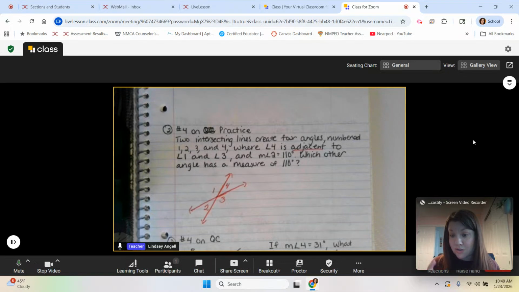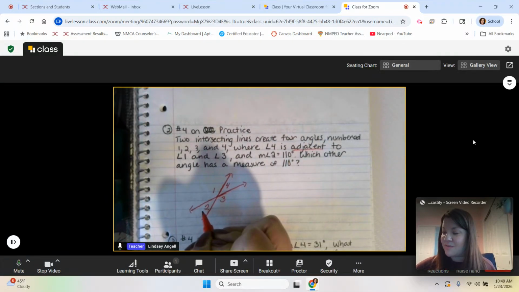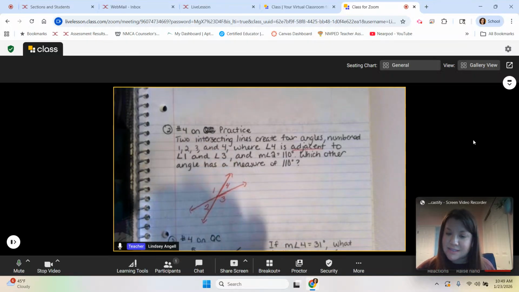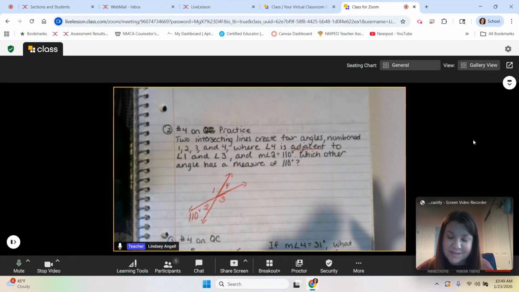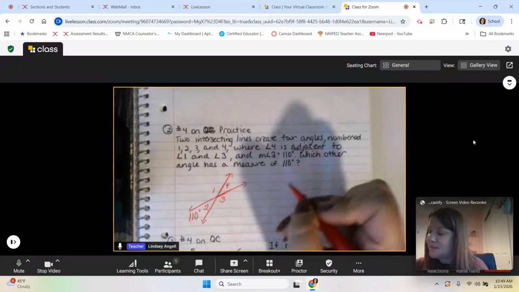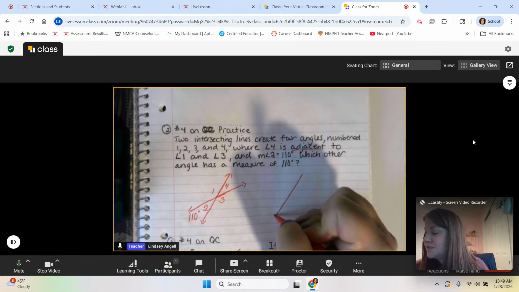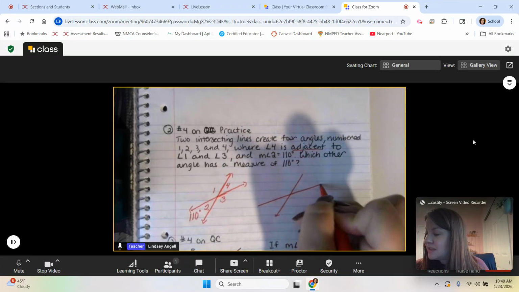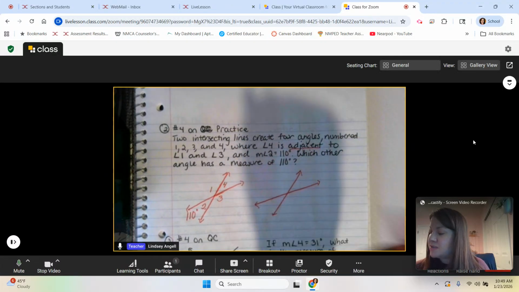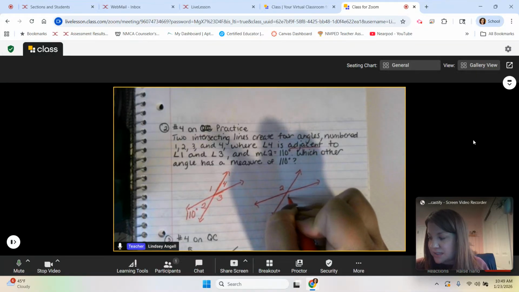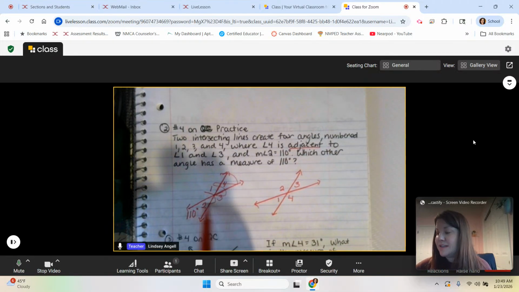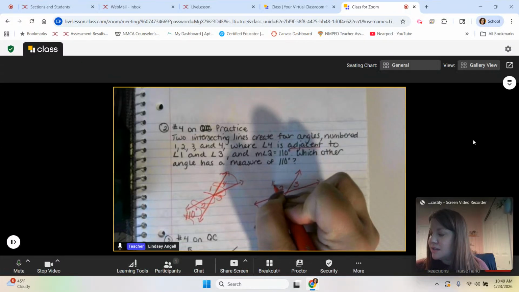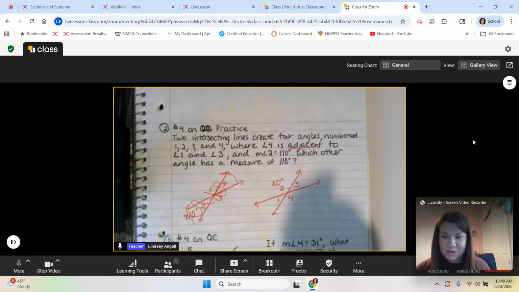Now, I did not draw this very well, especially considering the angle measures. If angle 2 is 110 degrees, this is definitely not 110 degrees, but that's okay. Hopefully at least we get the point across. If I were to redraw this, even that's probably not the best drawing of it, but this could be angle 2, this could be angle 4, and then 1 and 3. It's at least a little bit closer to what the description says.